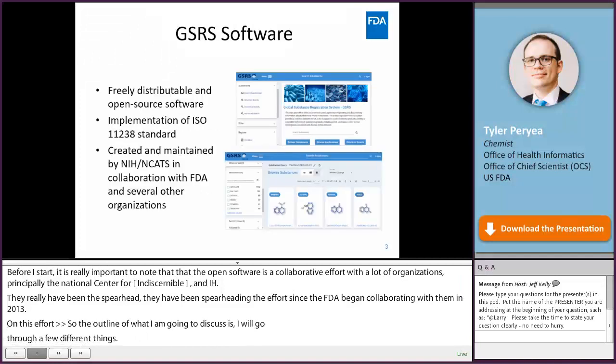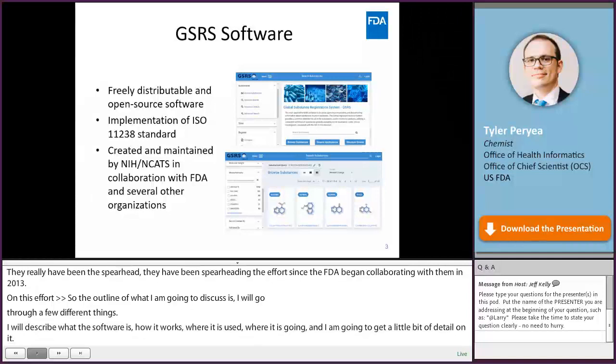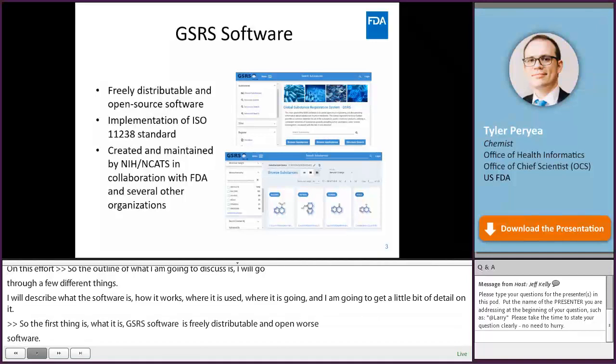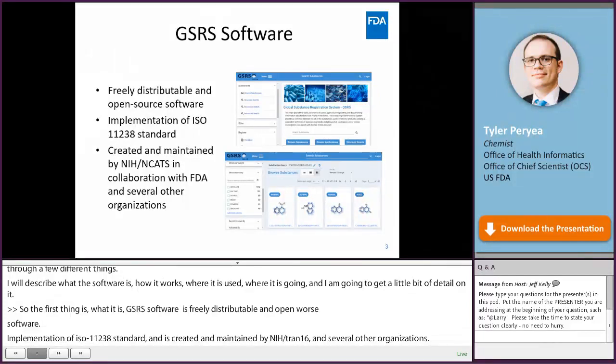So the first thing is what it is. GSRS software is freely distributable and open source software. It's an implementation of the ISO 11238 standard as part of IDMP, and it's created and maintained by NIH NCATS in collaboration with FDA and several other organizations. On the right hand, you just see some screenshots of the web interface for the GSRS software and database.